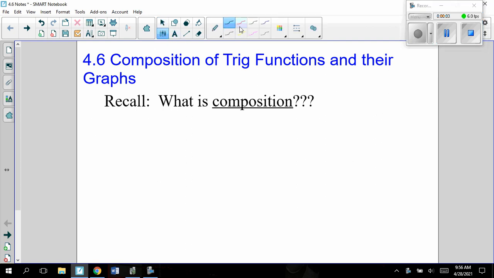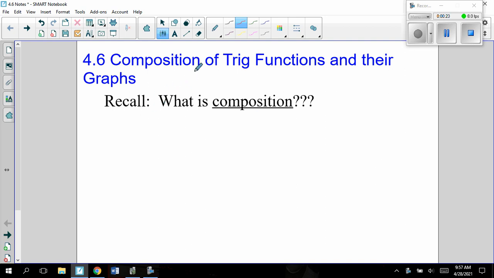All right, welcome. We are going to go over section 4.6, which is doing composite trig functions and then the graphs that go with them. So just a reminder, composite means we're putting things together. We can put things together with adding, subtracting, multiplying, dividing, plugging things into other ones. So we'll kind of focus on that.